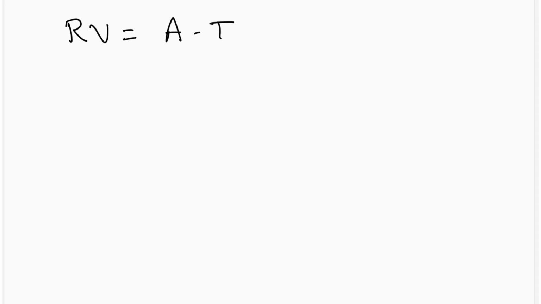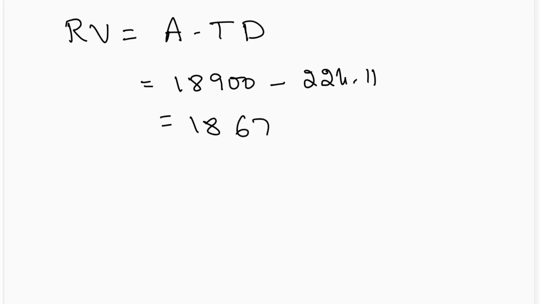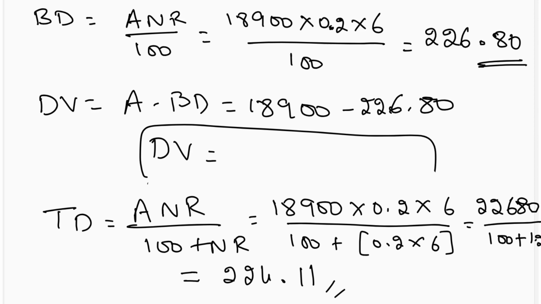The next thing we have to find out, the true present value. The formula will be A minus TD. Discounted value will be A minus BD. This will be A minus TD. So A is same 18,900 minus 224.11. So you will get 18,675.89. In the previous DV, actually there is a slight mistake. If you subtract this one, you will get 18,673.2.